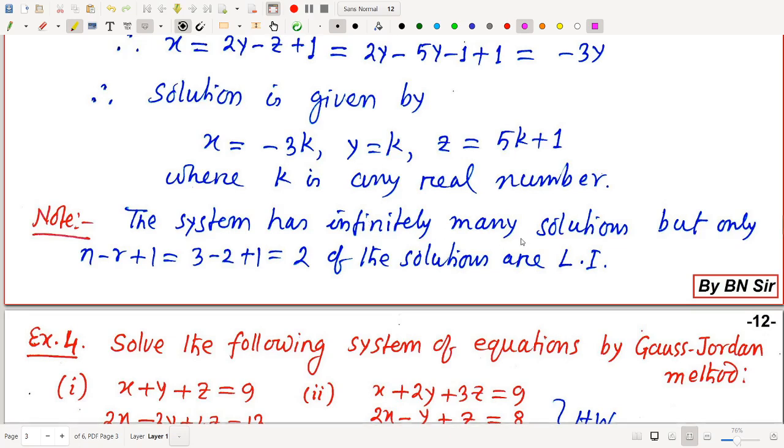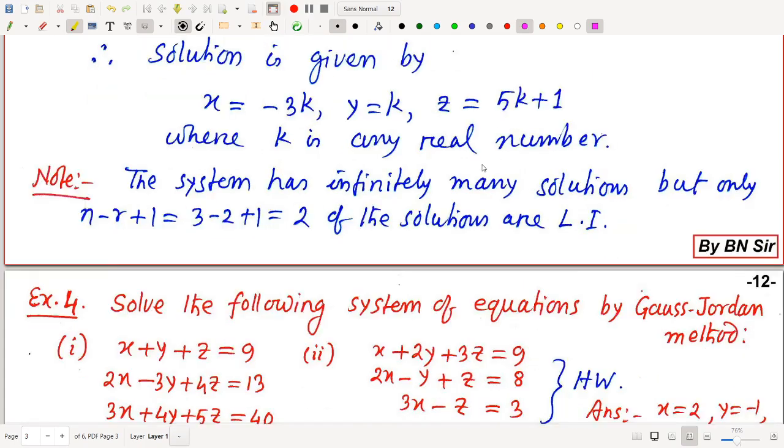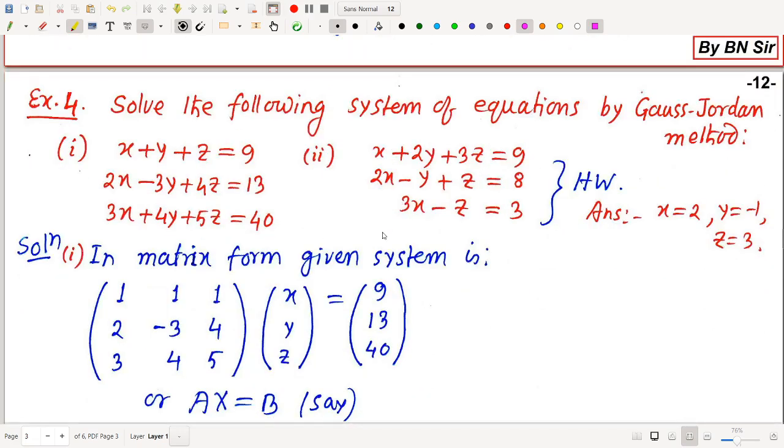But the system has infinitely many solutions, with only n minus r plus 1, since it is a non-homogeneous system. So n minus r plus 1: here n means the number of variables, 3, minus rank, here 2, plus 1 equal to 2. So only 2 of the solutions are independent. There are an infinite number of solutions, but only 2 linearly independent solutions, and all others will be linear combinations of these solutions. Okay, example number 4.